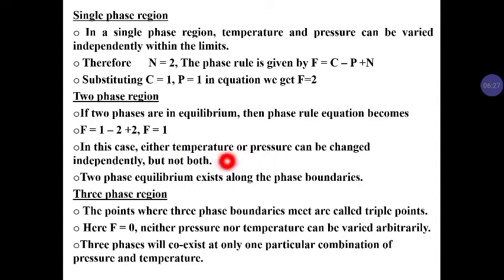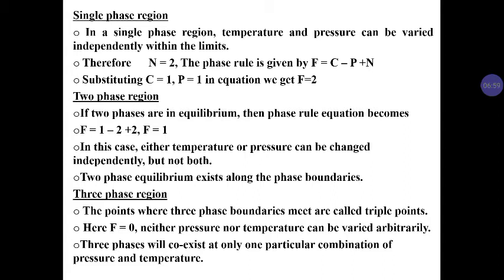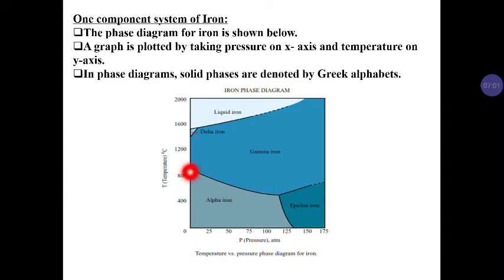And in a two phase region the degrees of freedom is 1, and in a single phase region the degrees of freedom is 2. Okay, so in a two phase region, any one can be altered. For example, if you consider a two phase region somewhere here, either the pressure can be altered or the temperature can be altered. If it is a single phase region, then we can alter only one.